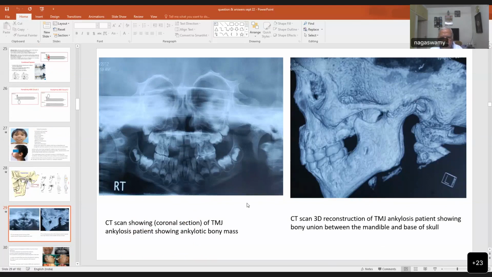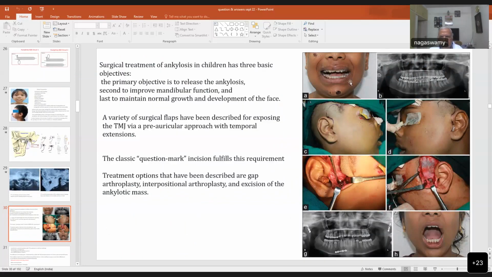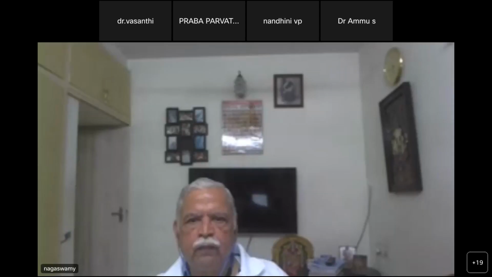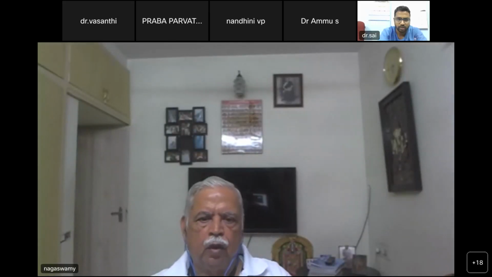This is how the CT scan will look, and this is the initial opening, partial ankylosis, and at the end you should achieve an opening like this. So from this level, if you are able to achieve this level, that means that's a good release. Once you achieve this level, you can easily put your scope and intubate at any time. That is how the whole surgery is done. Just for the visual impact of that, this is the method of joining.